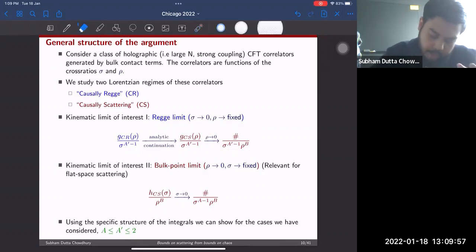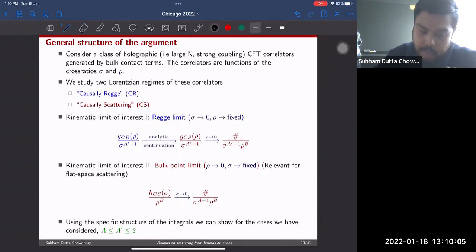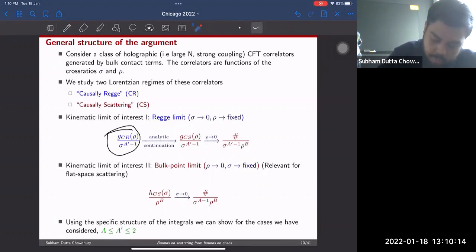The importance of this regime is that this is the regime where the chaos bound applies, where these correlators on this sheet are constrained by the chaos bound, and we will be making use of this very crucially.